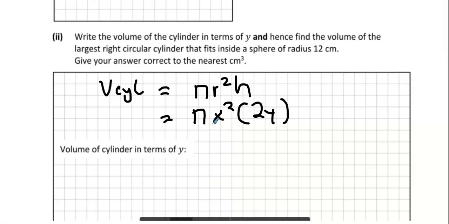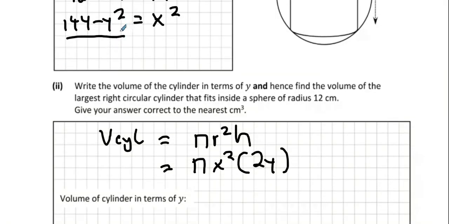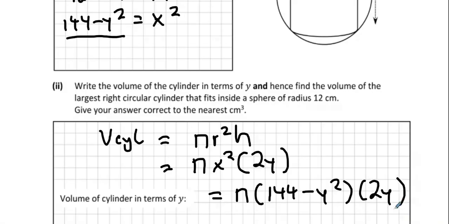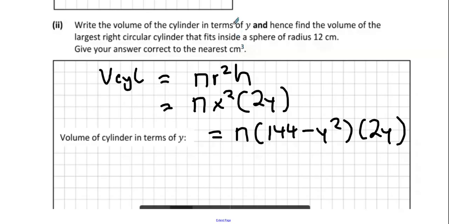Now, what can I sub out x squared with? I can sub out x squared with 144 take away y squared. So it's pi times 144 minus y squared times 2y. I'm going to multiply this out slightly. I'm going to combine the pi and the 2y together to get 2 pi y.